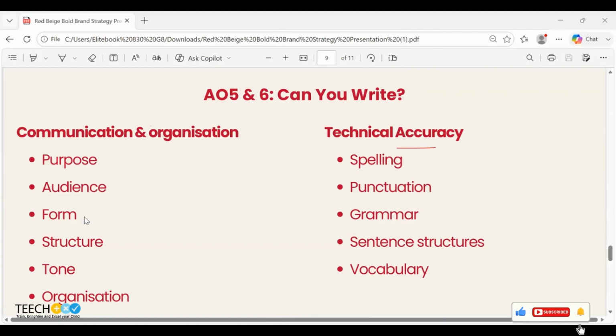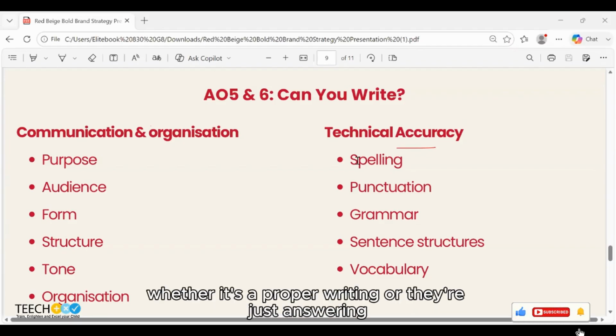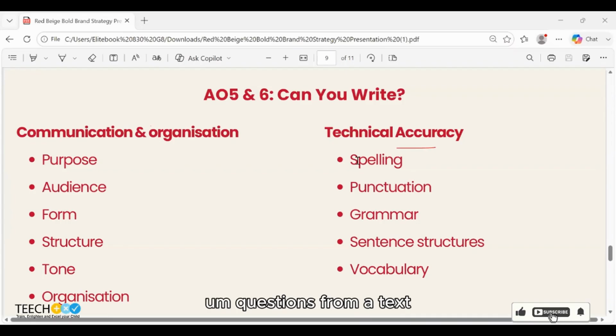Okay. Also, aside from that, technical accuracy is assessed all through, right? In every piece of writing they're going to do, whether it's a proper piece of writing or they're just answering questions from a text, the spelling, punctuation, grammar, sentence structure, and vocabulary are all looked out for by the examiner.